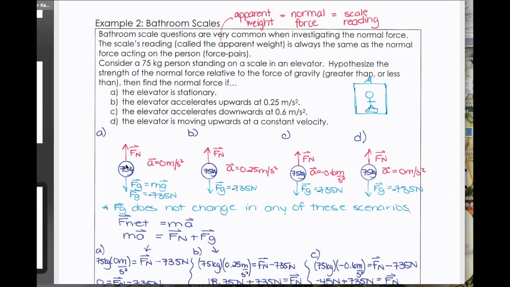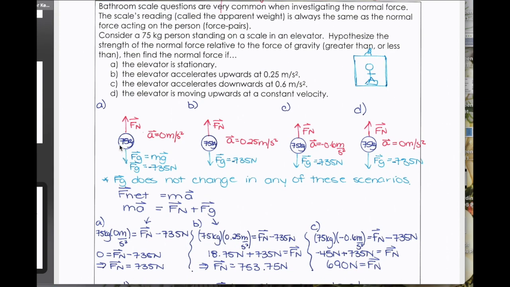For part A, I drew the free body diagram. Here is my 75 kilogram person. They're experiencing the force of gravity, which is negative 735, because I took the mass, 75, times the negative 9.8. You'll notice the force of gravity is the same in all of these situations, because the acceleration due to gravity is not changing since we're here on Earth. It's a constant throughout the 4 problems.